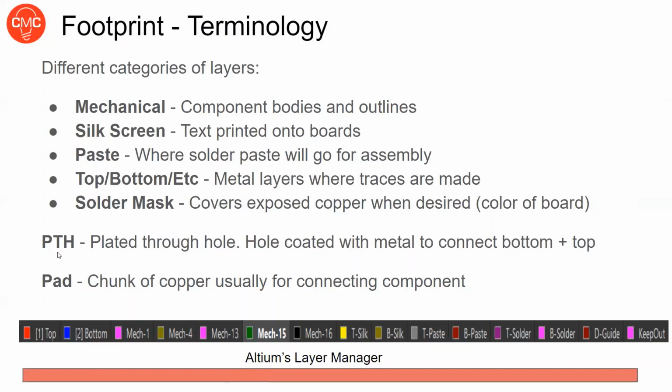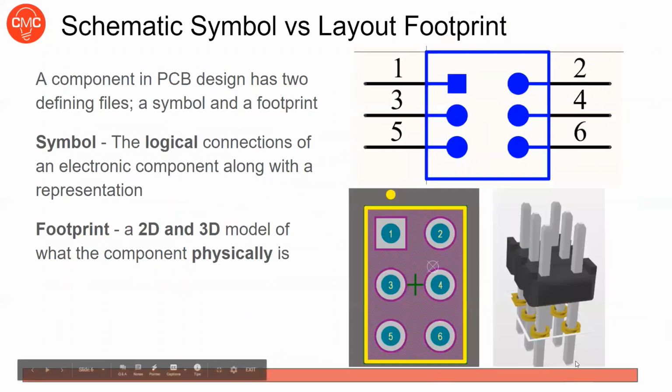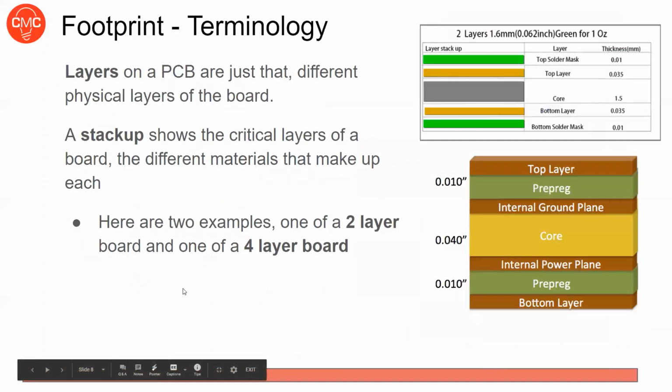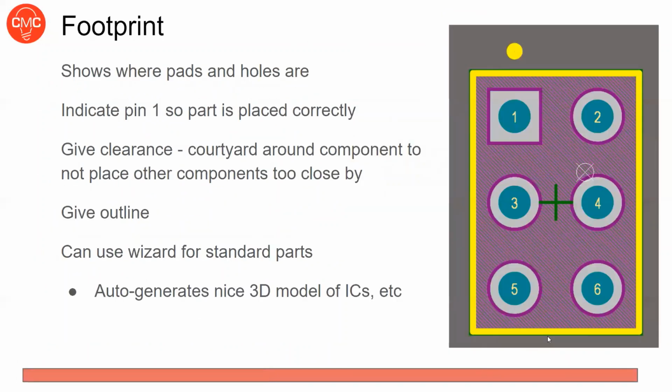So the word PTH means plated through hole. So like in this picture here, this is a plated through hole. It's a hole all the way through, and it's plated, which means that it connects in the middle, as opposed to just a regular hole, which wouldn't connect the two sides. That's the difference. And a pad is like a chunk of copper, usually used for connecting a component. So this is a pad.